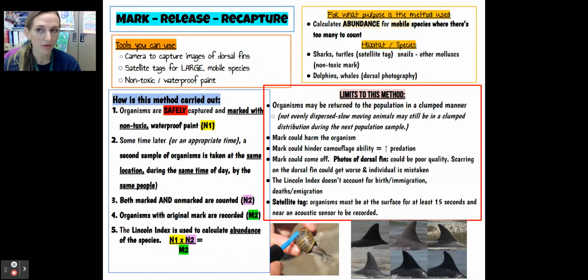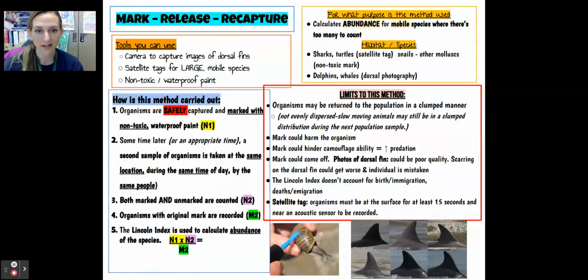The mark could harm the organism. It could hinder camouflage ability, which would increase predation. The mark could come off. If it's photos of dorsal fins, you could just have a bad picture. Or those organisms could get scars or damage later on, and then when you photograph that dorsal fin, you think it's a new individual when it's really just the same one with more damage.